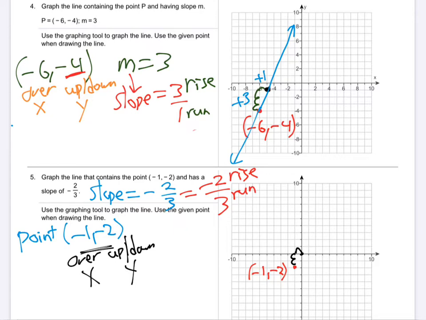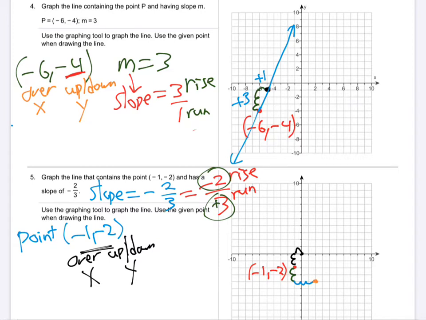So let's do that. So from where we're at then, from our dot, we're going to rise negative 2. How do you rise negative 2? Down 2. And run positive 3. There's no sign, so it must be a positive 3, huh? That means to the right 3, doesn't it? So I'm going to go to the right 3. So 1, 2, 3, to the right. And there is my other dot.